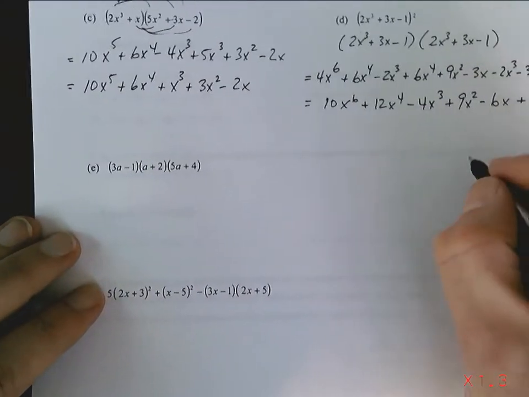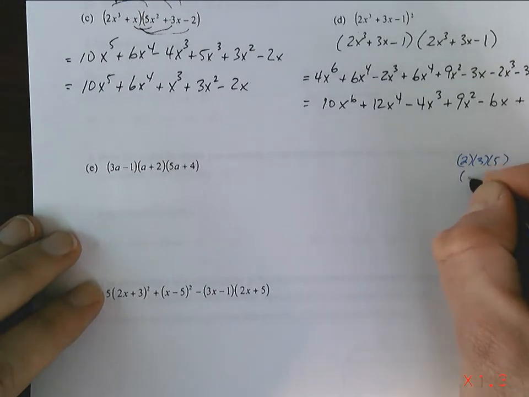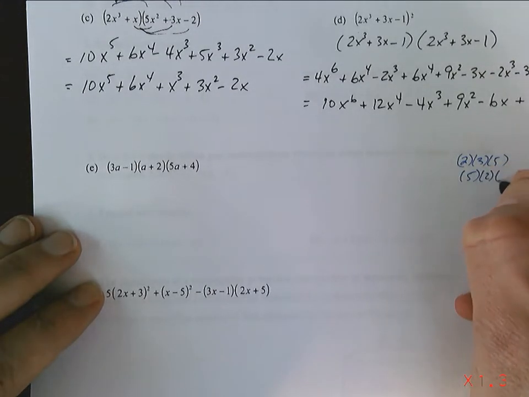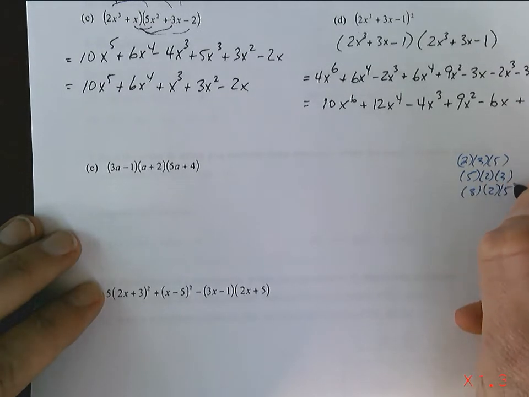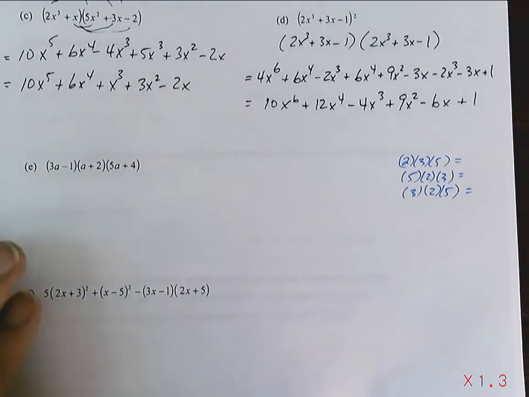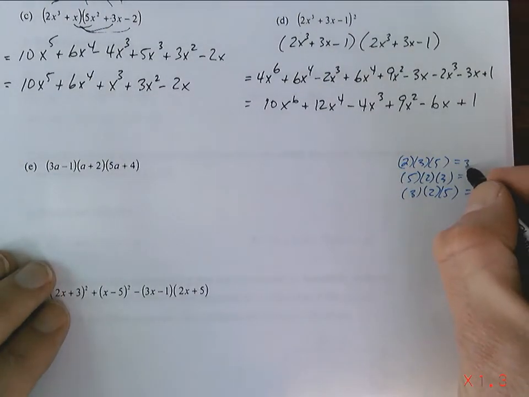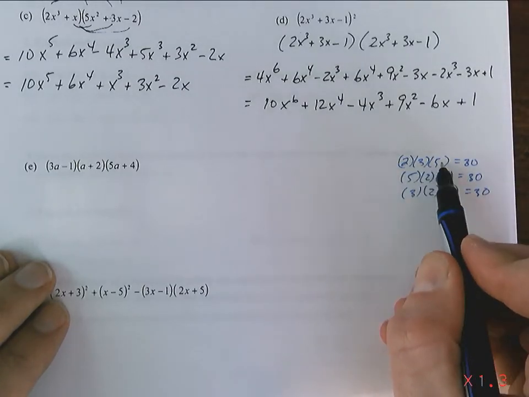Let's think for a minute. If I had 2 times 3 times 5, that's the same as 5 times 2 times 3. It's the same as 3 times 2 times 5. All of those will equal the same thing. It doesn't matter the order of operation. They're all 30.